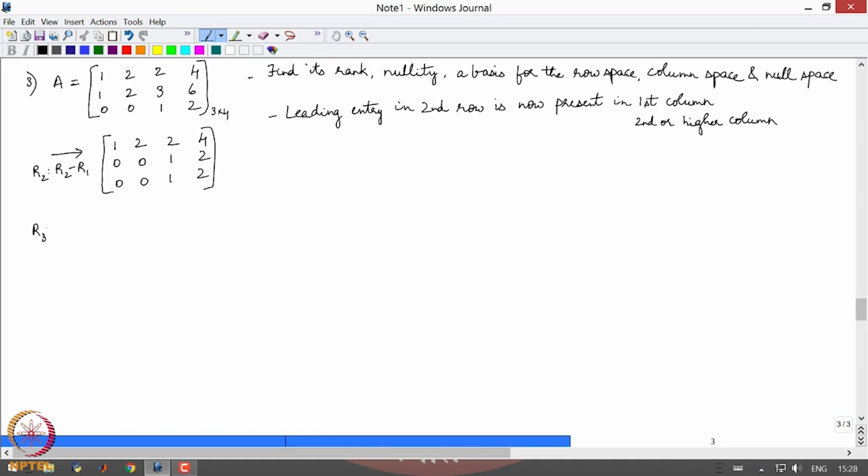We will take R3 and subtract it from R2 and replace it. So, this is what we get.